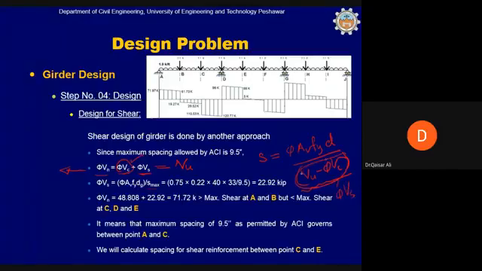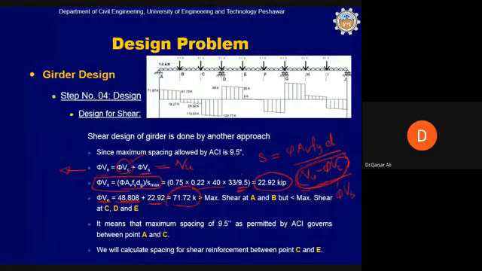φVs, the shear capacity of stirrups, can be calculated as φ Av fy d divided by s from this equation. If we space all the stirrups at 9.5 inch center to center, then φVs will be equal to 22.92 kip. Now φVn, the combined capacity of the girder in shear, partly by concrete and partly by the stirrups, will be equal to 71.72 kip.